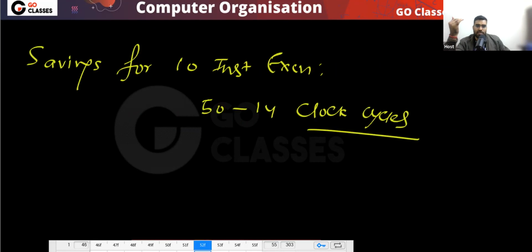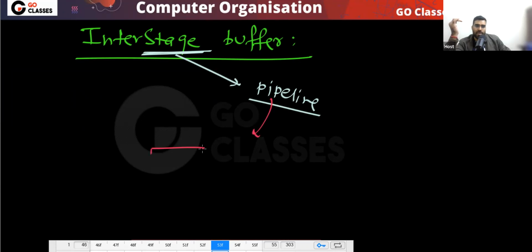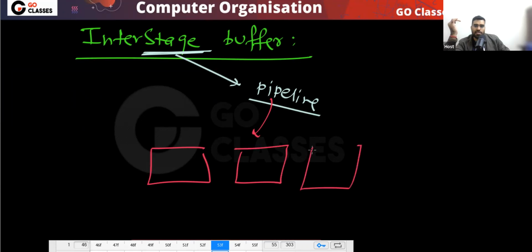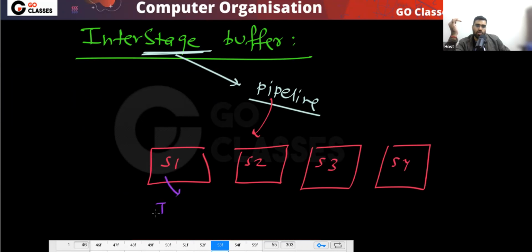This concept of stages, you have it only in pipeline, right? Yes or no? Because what we do in the pipeline is separate the hardware. This is the instruction fetch hardware, this is the instruction decode hardware, this is the execution hardware. So this is like stage 1, stage 2, stage 3, stage 4, and so on.